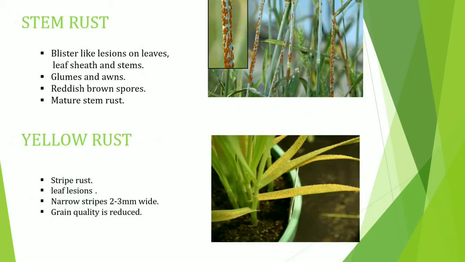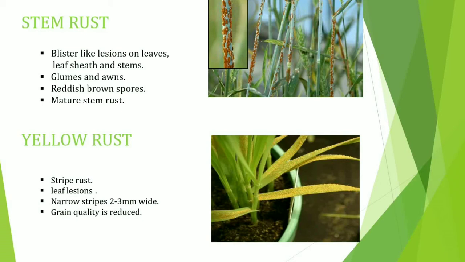Stem rust. Stem rust causes blister-like lesions on the leaves, leaf sheaths and stems. As with leaf rust, glumes and awns are also affected. The reddish-brown spores of the fungus cause a tearing as they burst through the outer layer of the plant tissues. Matured stem lesions are more elongated than those of leaf rust.